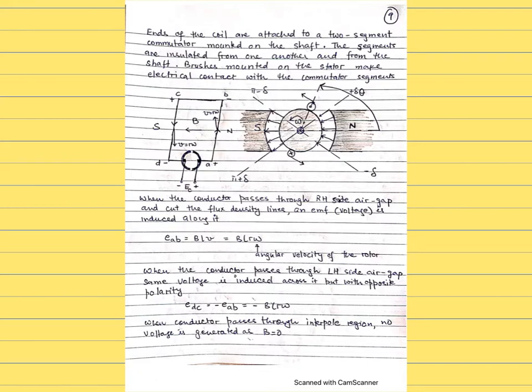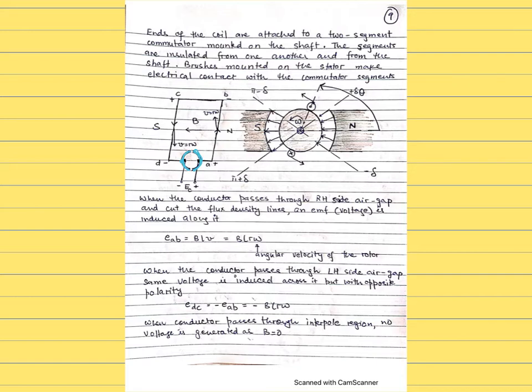All right, the ends of the coil are attached to the two-segment commutator, as I said. So here is again the commutator. The ends of the coil are attached to the two-segment commutator. Here are the ends of the coil, which is mounted on the shaft. The segments are insulated from one another and from the shaft as well.